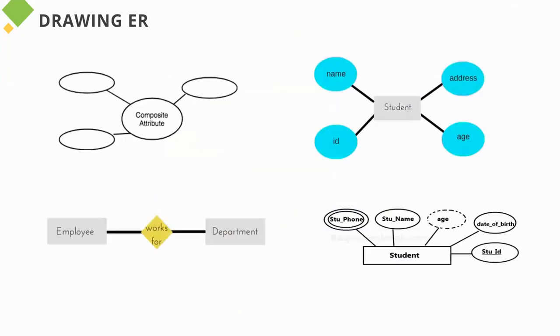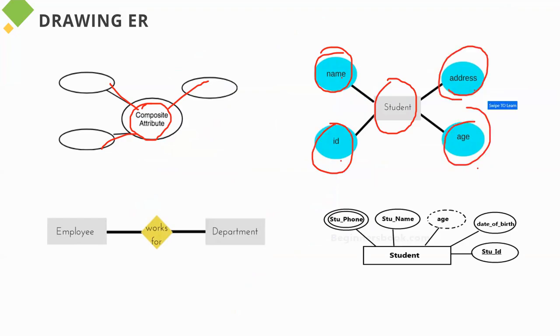If you see here, this is a composite attribute. An attribute consisting of different attributes is called composite. This is how a composite attribute is represented. If you take student, name, ID, address, age, this is an entity, and these are attributes. If address is a composite attribute, then from this address you can give door number, lane number, and any landmark. Like that you can specify between them. This is how a composite attribute is shown.